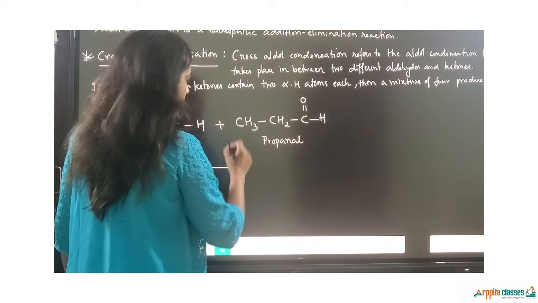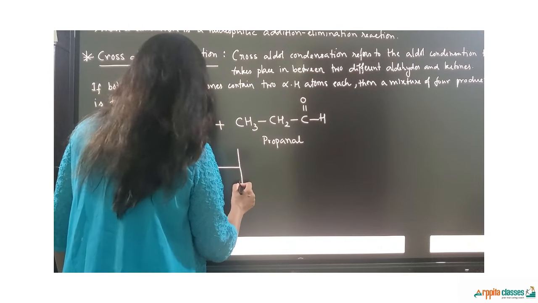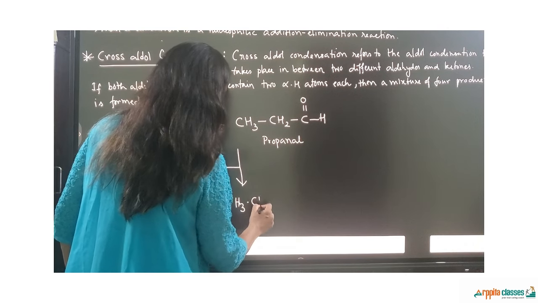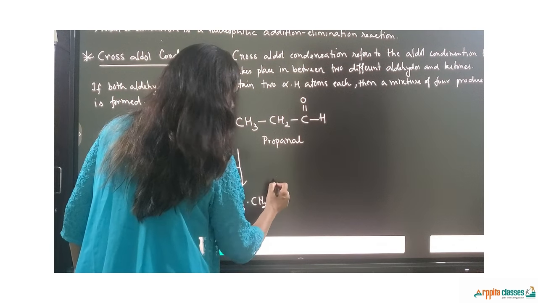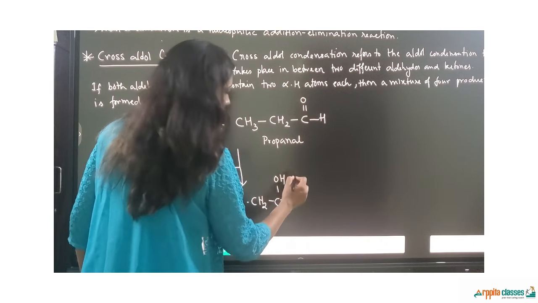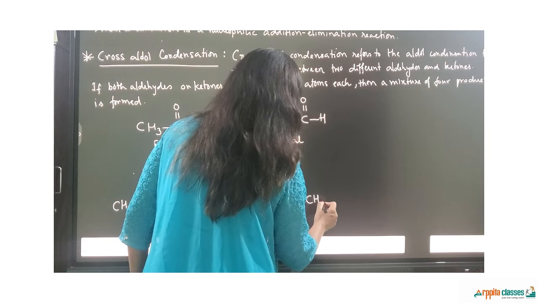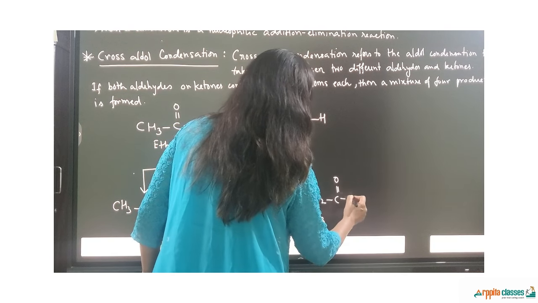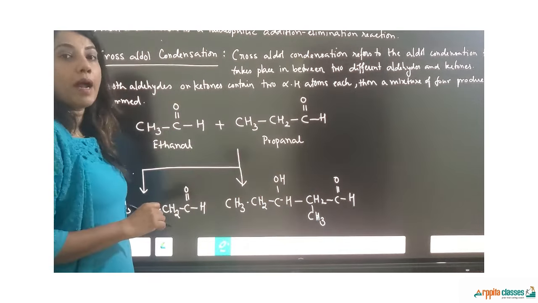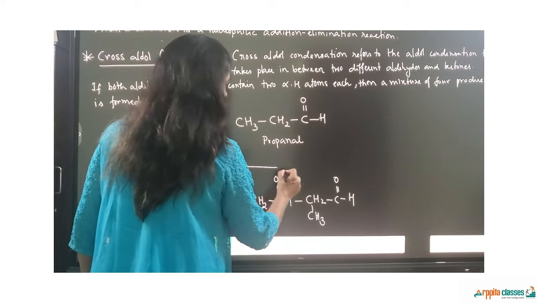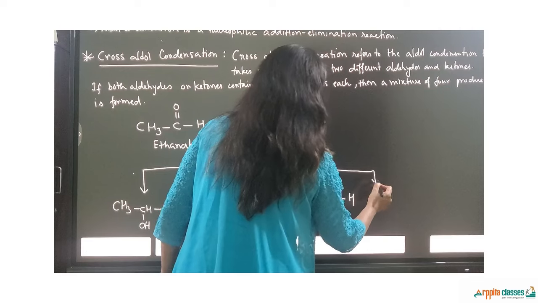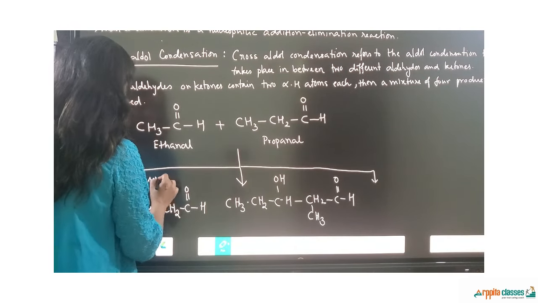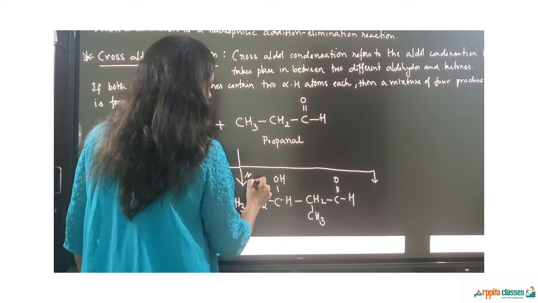Similarly, this molecule can do self condensation. So the product we get is CH3CH2CH(OH)CH(CH3)CHO. This is a self-condensed product of propanol. Okay, so if you do this, you will understand. Now the crossed product. This is self product. This is self condensation, and this is also self condensation.